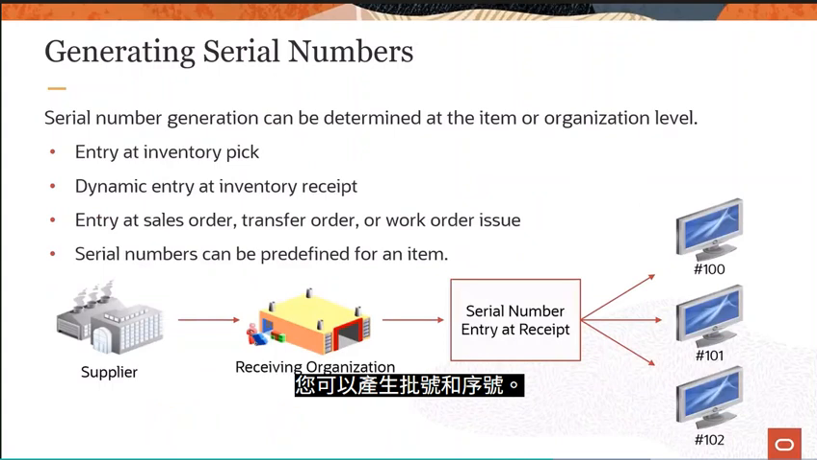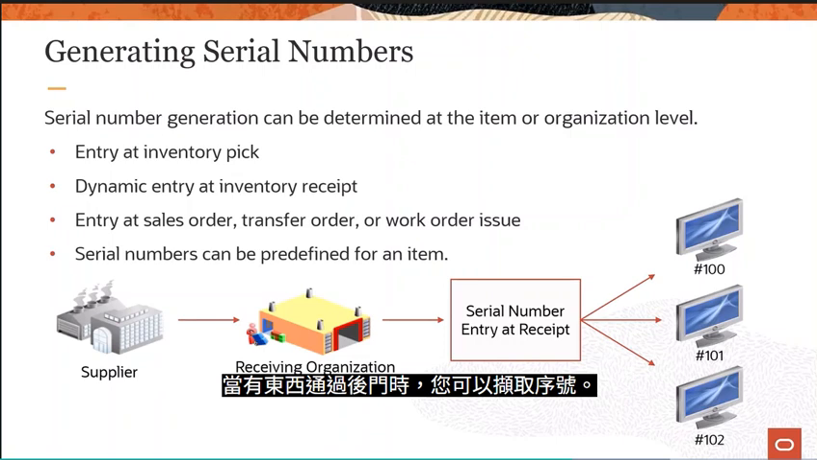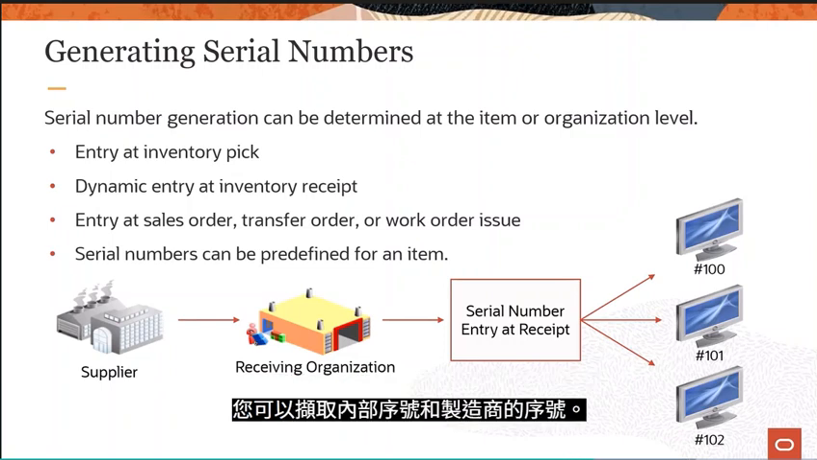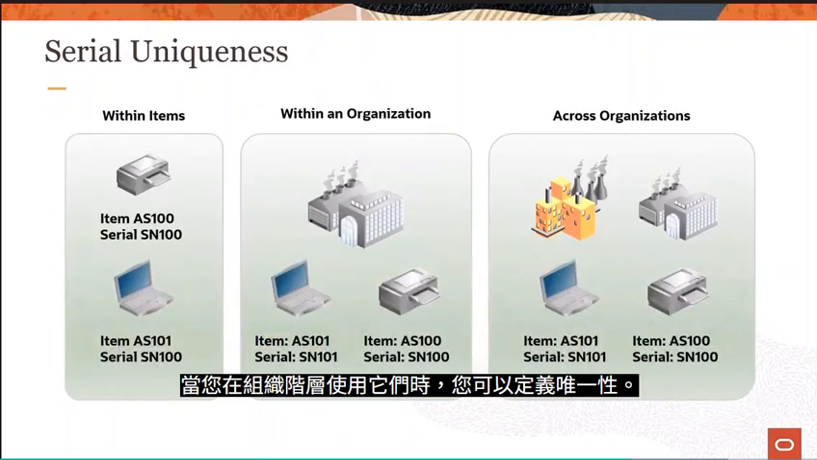You can generate lot numbers and serial numbers. So you can define how you want to generate the serial numbers. You can do it at the item level or the org level, similar to the lot numbers. You can capture the serial number when something comes through the back door. You can capture it just when you send it out the back door. You can generate them for items that you're making. You can capture an internal serial number as well as a manufacturer's serial number, or you can just enter the manufacturer's number field. Whatever makes sense, just figure out how you want to do it. That'll make your life a lot easier.